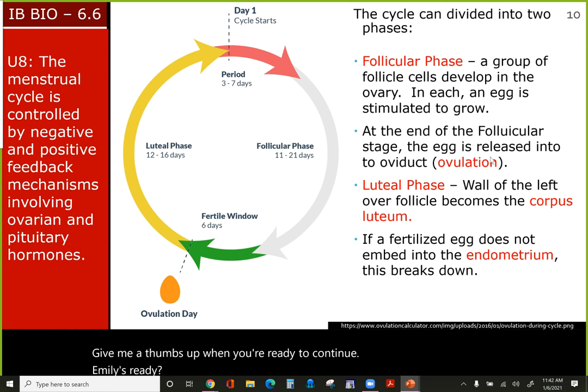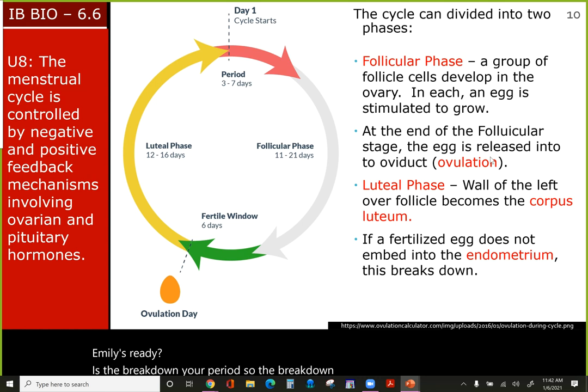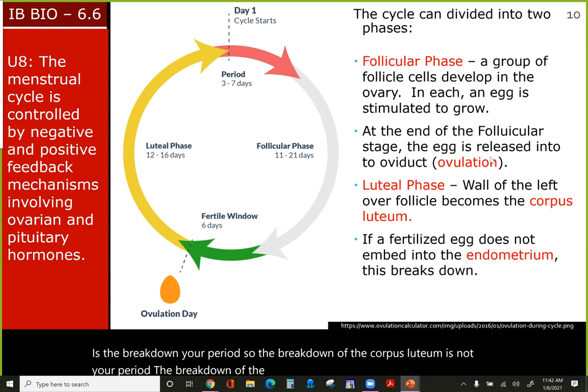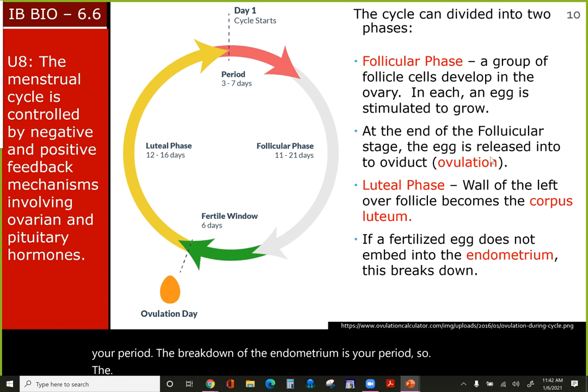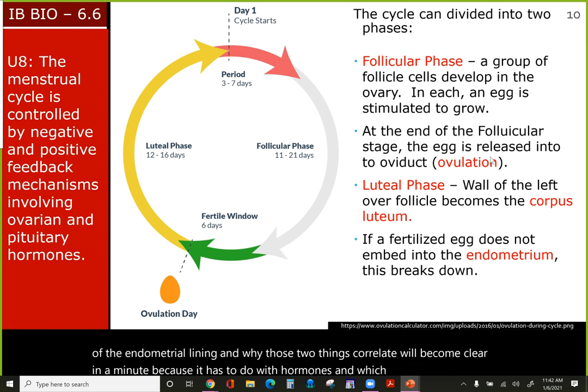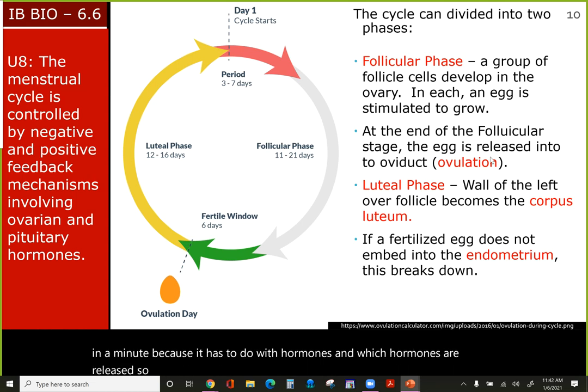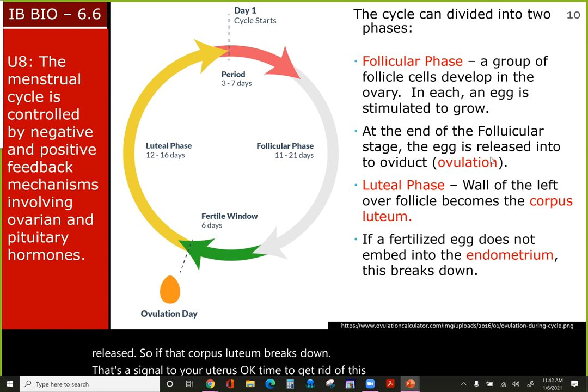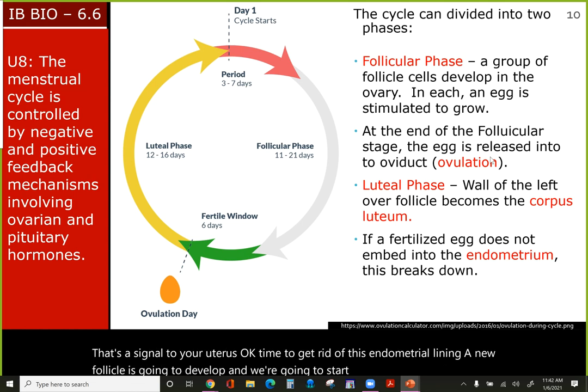Is the breakdown your period? So the breakdown of the corpus luteum is not your period. The breakdown of the endometrium is your period. So the breakdown of the corpus luteum happens at the same time as the breakdown of the endometrial lining. And why those two things correlate will become clear in a minute, because it has to do with hormones and which hormones are released. So if that corpus luteum breaks down, that's a signal to your uterus, okay, time to get rid of this endometrial lining. A new follicle is going to develop, and we're going to start the cycle all over again.